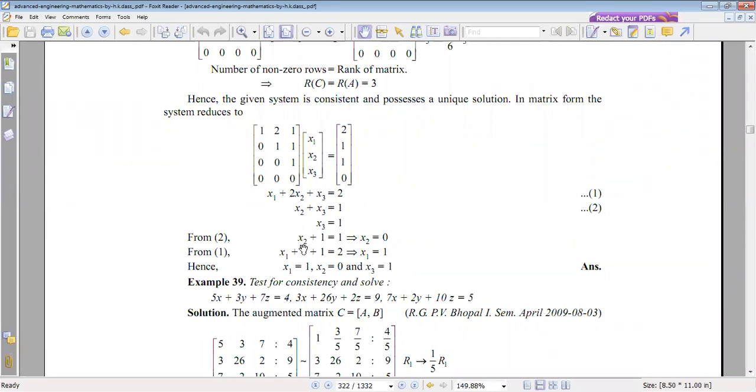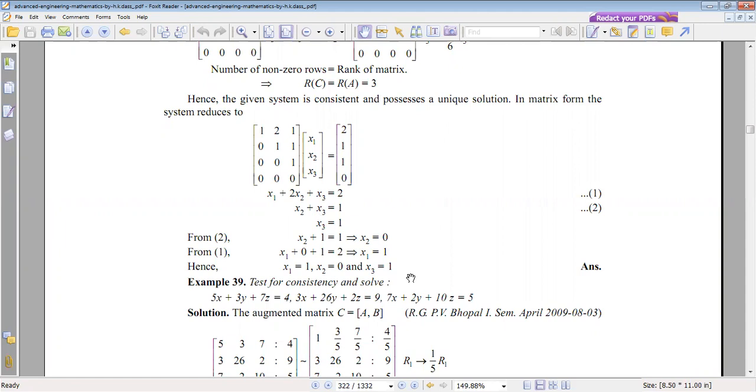So now see here, if you put x3 equal to 1 in equation number 2, then what did you get? x2 equals 1 minus 1, which is equal to 0. So x2 is equal to 0. Again, put x2 equal to 0 and x3 equal to 1 in equation number 1. Then x1 is also equal to 2 minus 1, which is equal to 1. That means you got x1 equal to 1, x2 equal to 0, and x3 equal to 1.